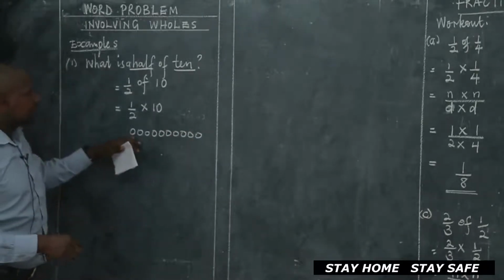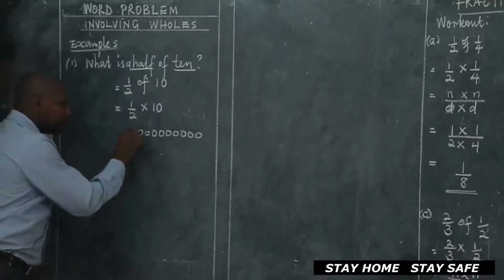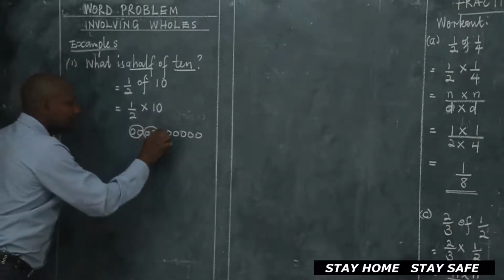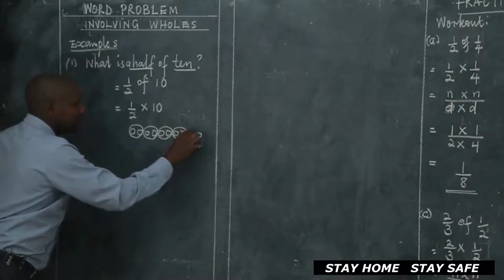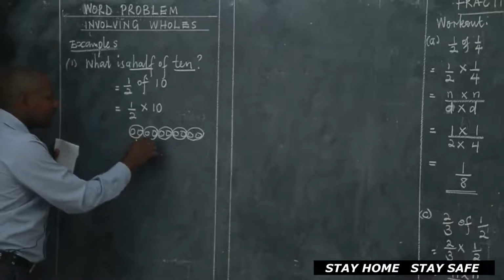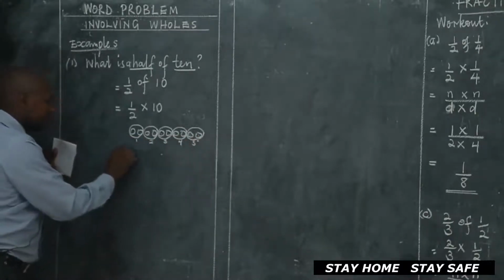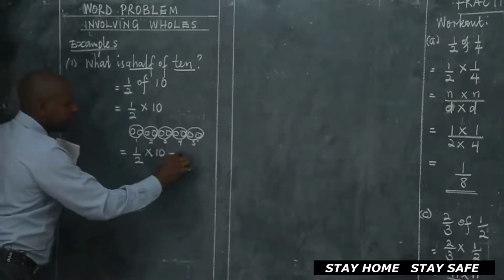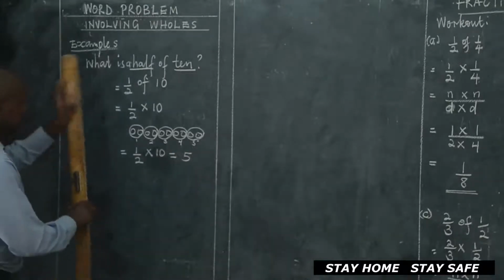Please, this is telling us to group them in 2s. In 2s. 1, 2, that is a group. 1, 2, this is another group. 1, 2, this is a group. 1, 2, this is a group. 1, 2, this is a group. So how many groups are these? We have 1, 2, 3 groups, 4 groups, 5. So finally we shall say a half times 10, the answer is 5. And you just underline. Nothing much here.